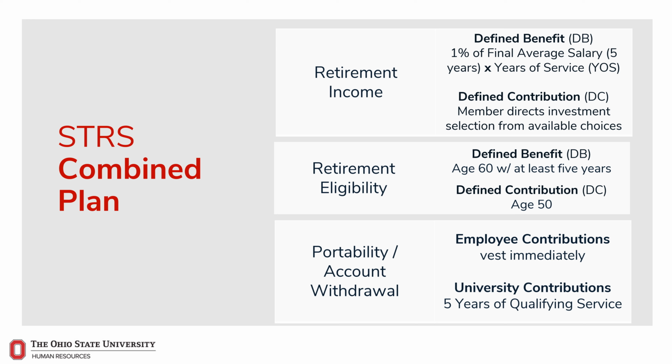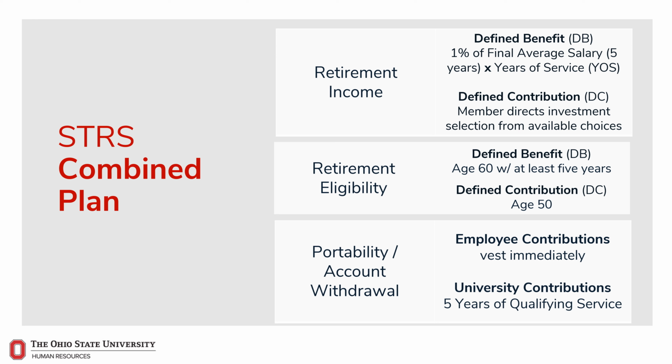In the combined plan, both you and Ohio State contribute to the retirement plan. Ohio State's contributions plus 2% of your contributions fund the defined benefit plan, with the rest of your contributions placed into an investment account, where you decide how to allocate the contributions among a variety of investment choices through STRS.